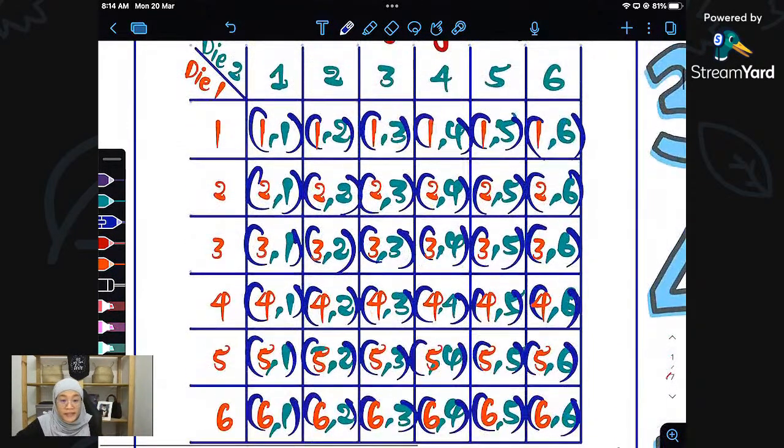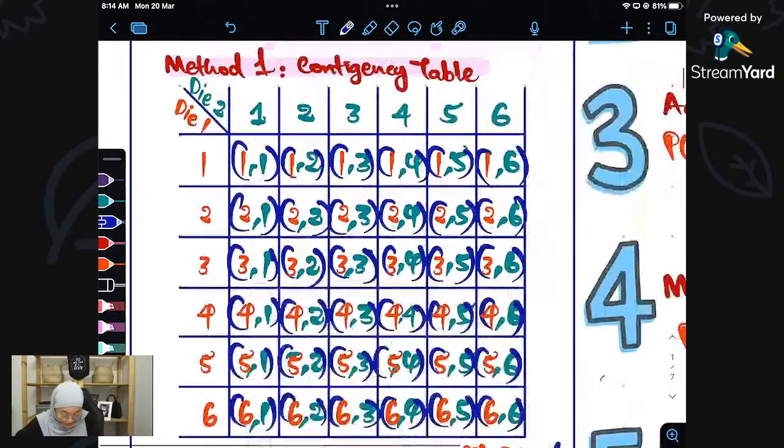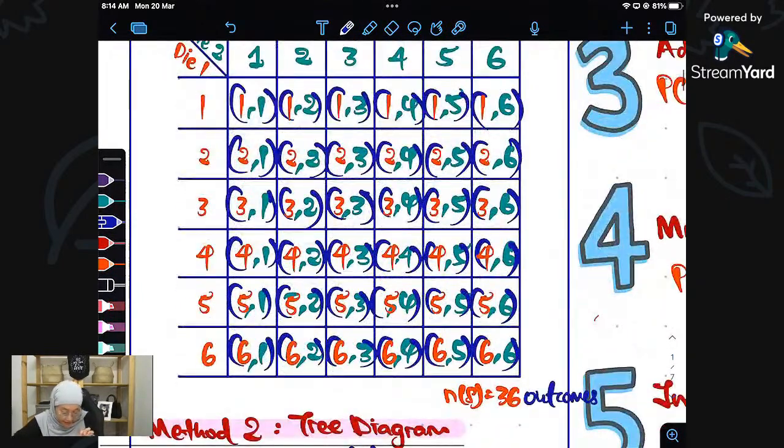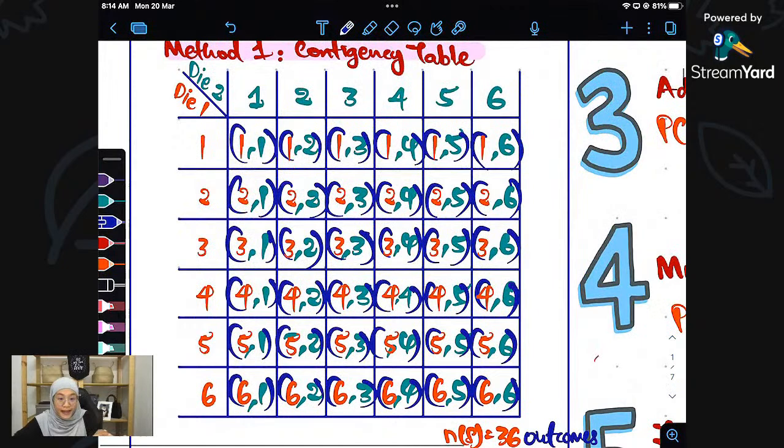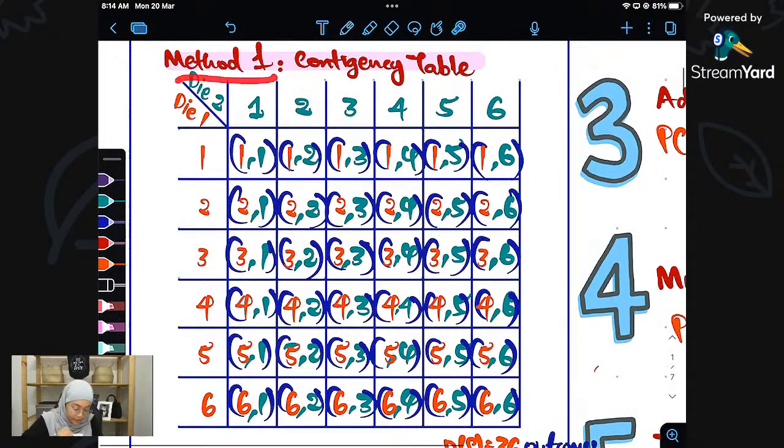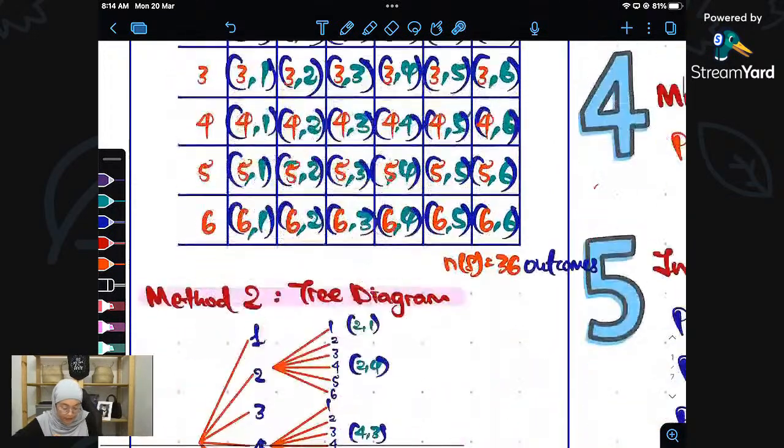Can you understand, everybody? If you can understand the probability, please say yes over there in the comment. Okay. Please, in your notes, make this table as method 1. And then let's move on to method 2.